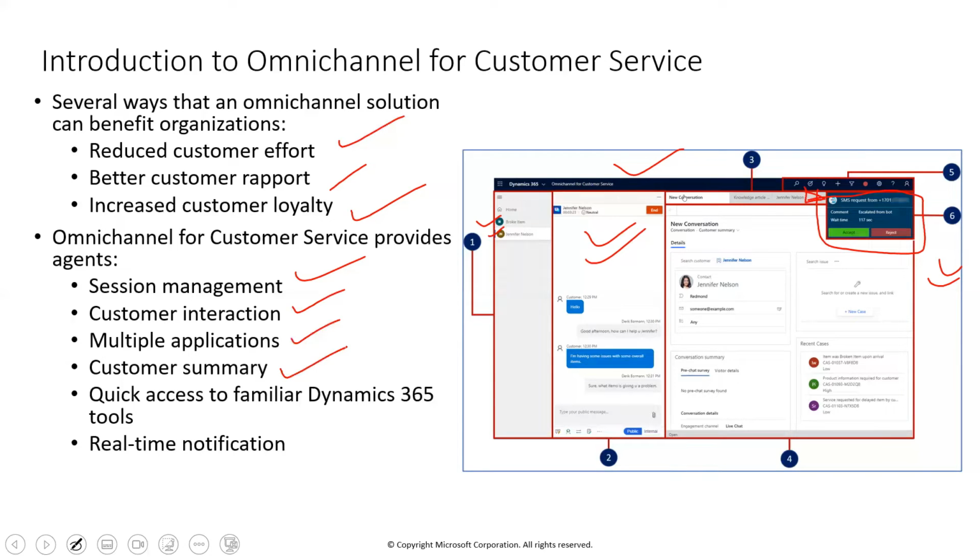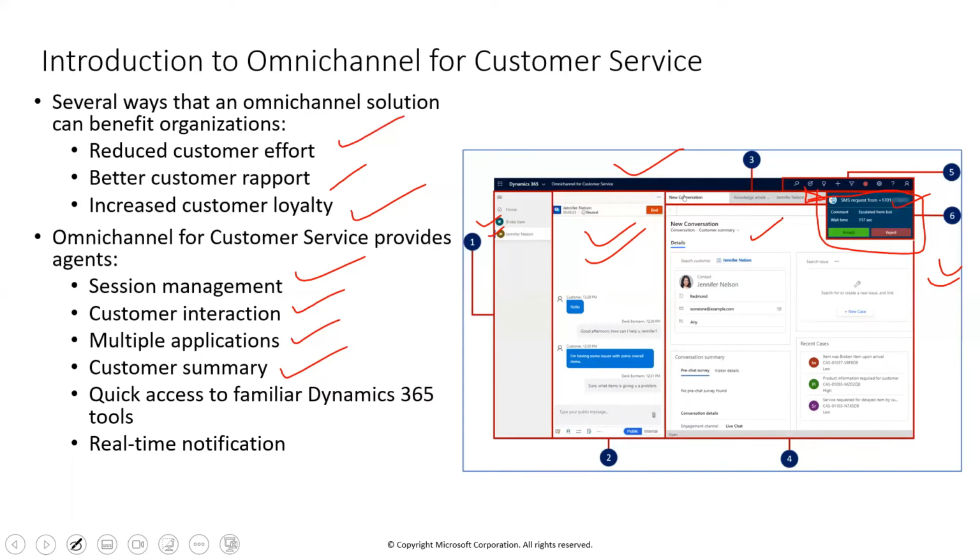We can also get information about the customer summary. Whenever I accept a call or chat from a specific customer, on the right-hand side a new customer summary is going to open, where I will get all the information about that customer: which account this customer belongs to, what cases have been opened by that customer until now, what the pre-chat service score is, what the post-chat service score is, and so on. Everything is going to be written over there.